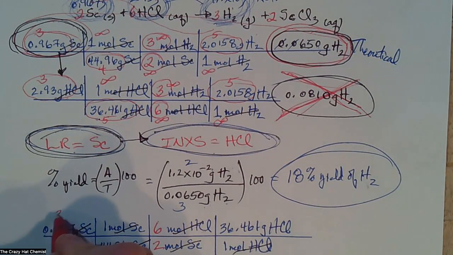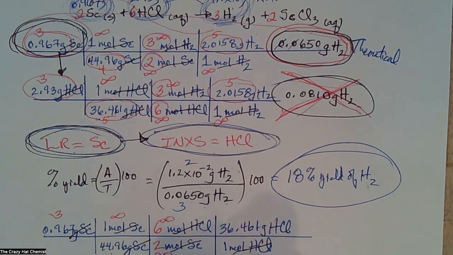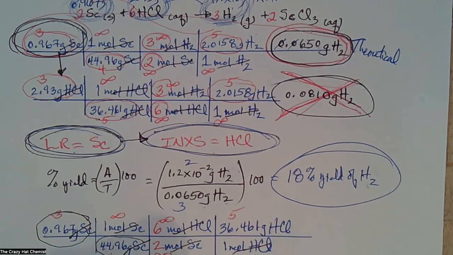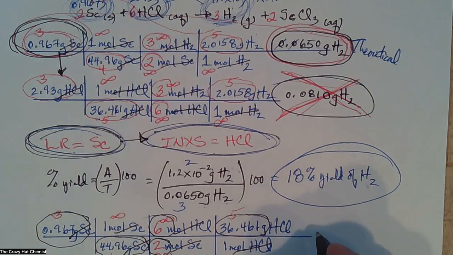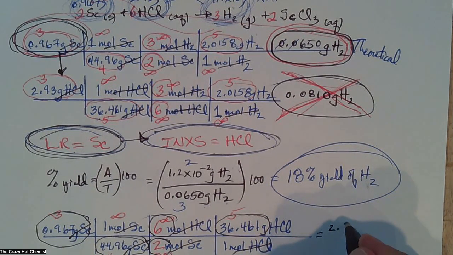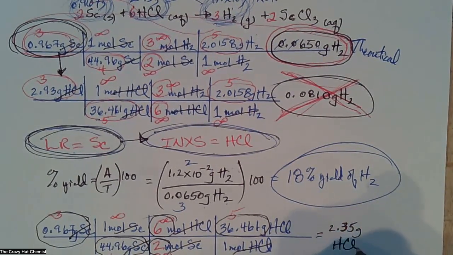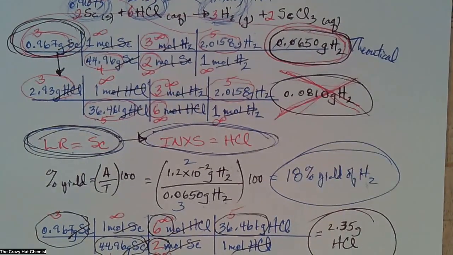Looking at significant figures: 3 significant figures, infinite, 4 significant figures, infinite, infinite, infinite, and 5 significant figures. So the fewest number of significant figures I have is 3. I'm going to plug this into my calculator in the following way: 0.967 divided by 44.96 divided by 2 times 6 times 36.461, and then round that to 3 significant figures. That will equal 2.35 grams of HCl. So this is the amount that is required.